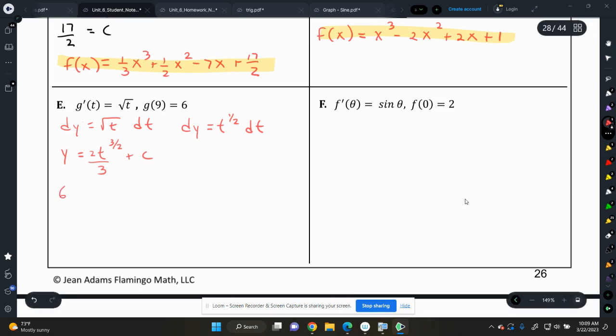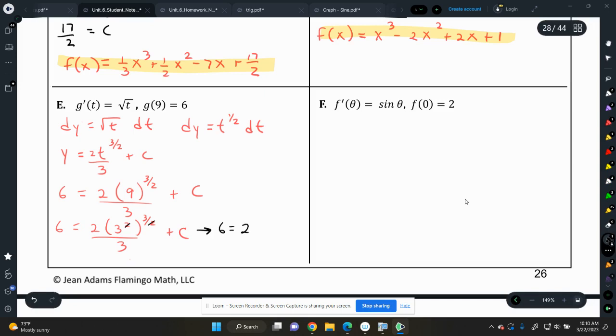So that means 6 is equal to 2 times 9 to the 3/2. Now, if this is a non-calculator section, we've got to be able to do this by hand, okay? Which is fine. I'm going to rewrite the 9 as 3 squared. So we multiply exponents, so these exponents here are going to cancel. So we get 6 equals 2 times 3 to the third over 3.